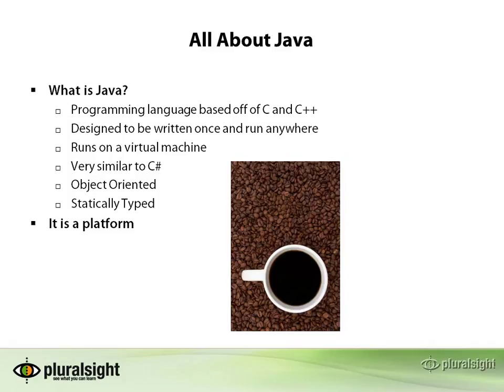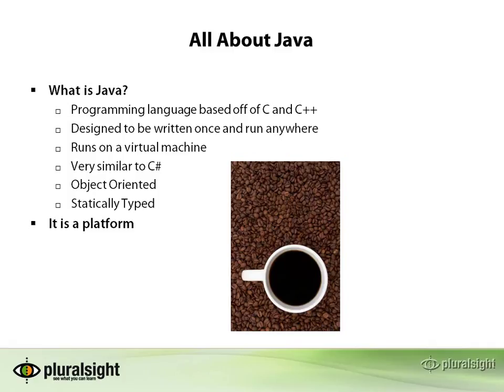It's basically designed to be written once and run anywhere. What that means is that you should be able to write your source code in one place and in fact compile it, and then that compiled code should be able to run on any operating system that has a Java virtual machine. And that's kind of one of the design goals of Java. And it's also one thing that makes it really unique as a programming language. It runs on a virtual machine.